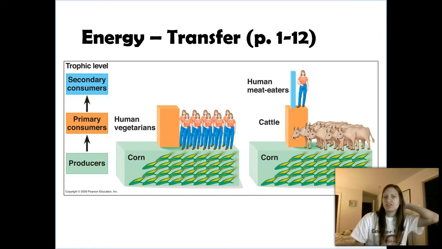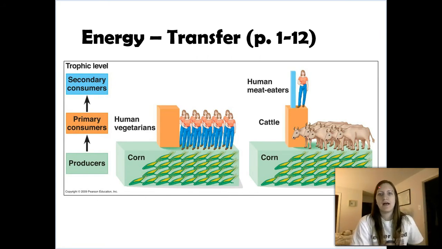So on page 1-12, there's a quick word problem that we're just going to go through quickly here. Here I have two food chains, and this is looking at the human food chain, a simplified human food chain. Here we have corn on the left-hand side, and we're saying all humans are vegetarians and we eat corn. On the right-hand side, here's all the humans, but they're just meat eaters. So here we have this corn, we have this cattle eating this corn, and then we have humans.